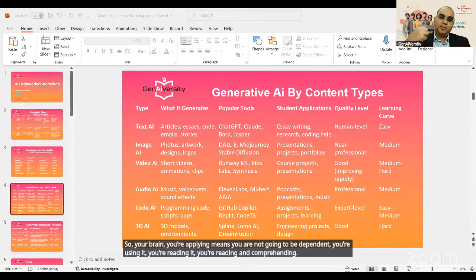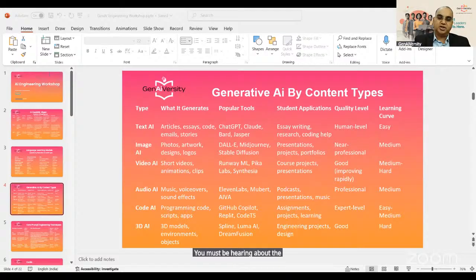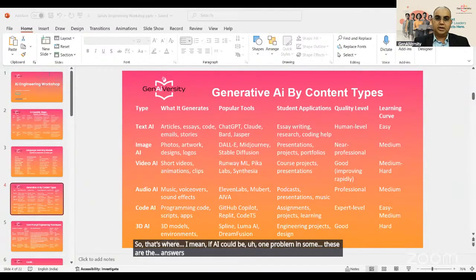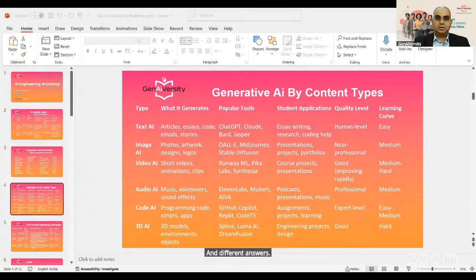You must have heard about this in school or college days, how to comprehend by reading a textbook or a paragraph and answering it. So that's where, if AI could be one problem, these are the answers, but there may be different answers, and this is where I'm going to end it here.